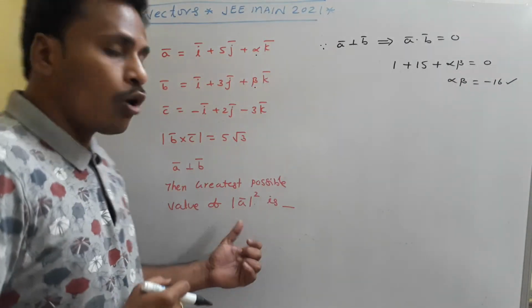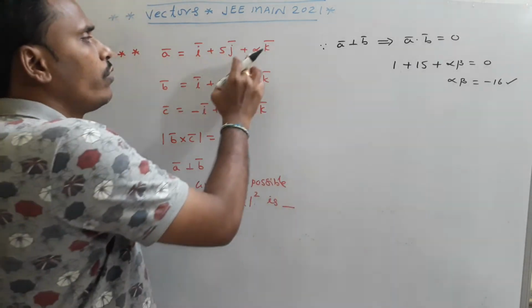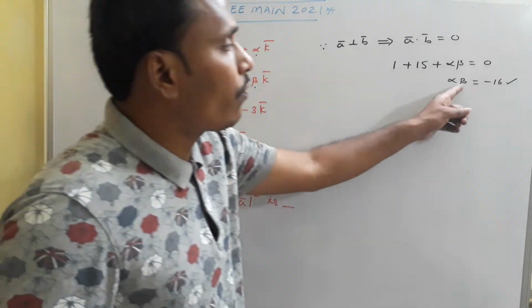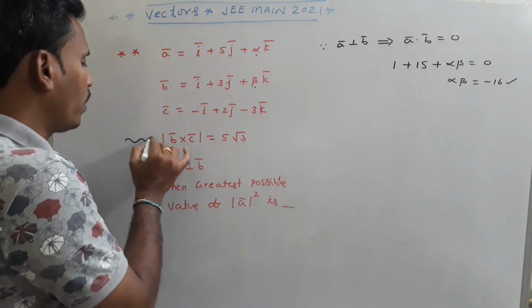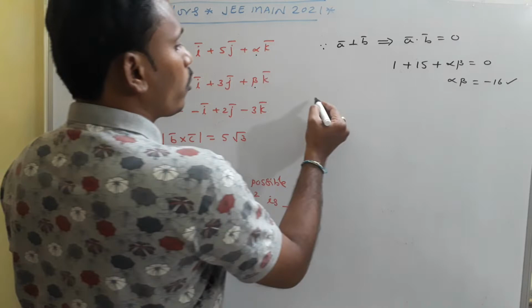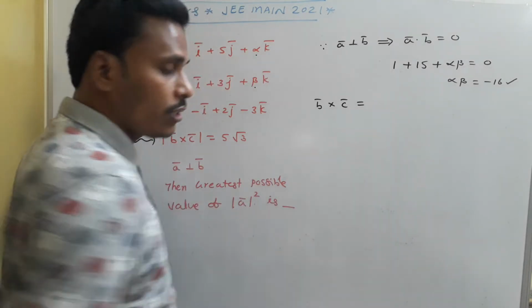Okay, we need modulus of a bar square. That means we need a bar vector clearly. So we require alpha. For that we need to find beta also, because alpha into beta is minus 16. Now to find beta, use this given condition. Modulus of b cross c is 5 root 3. So first try to find b cross c and then apply modulus for the b cross c.